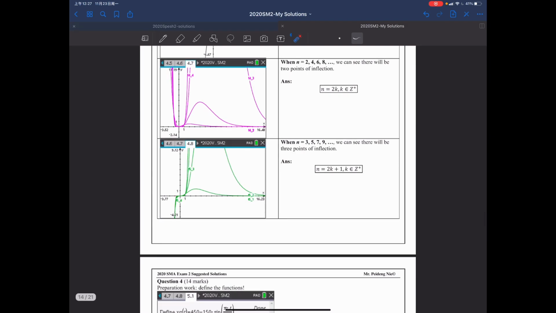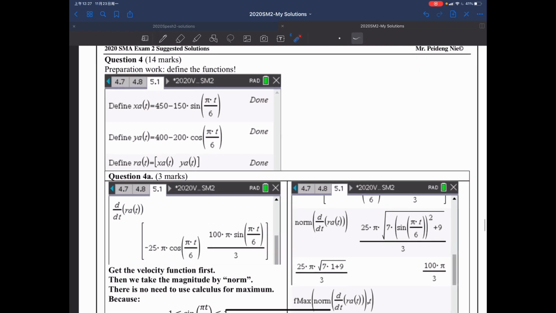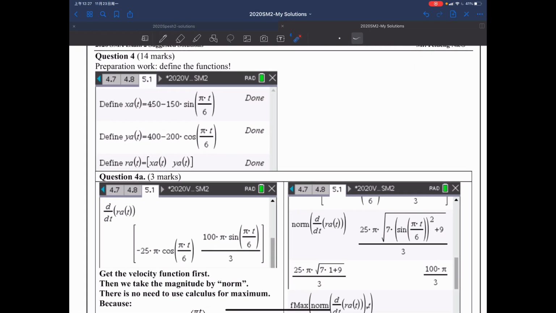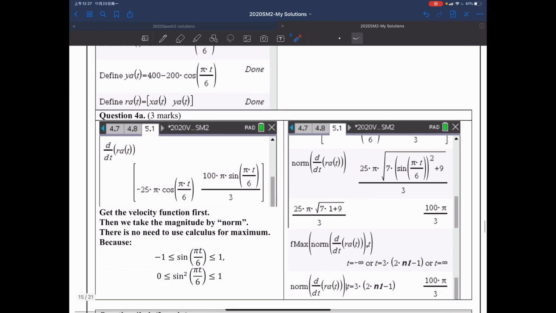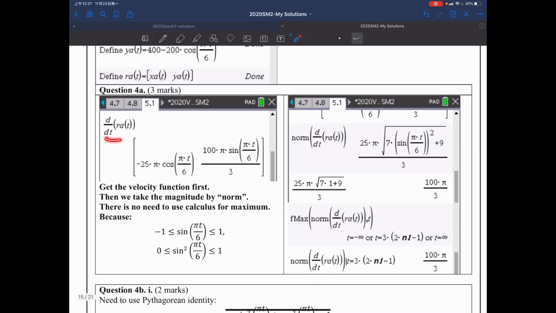Here is my approach. As with question 1, I did some preparation work. I defined the functions like that. Then I defined my position vector function. First step, I just take the derivative for the velocity function. And then I use the norm to get the speed function. There are various approaches, but here are two common approaches.